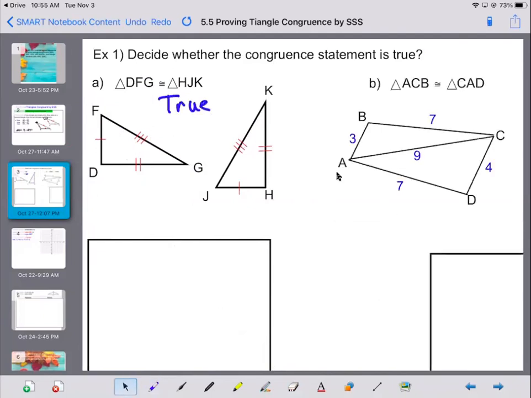Oh goodness, that's a confusing looking picture. Okay, so it says triangle ACB congruent to triangle CAD. Now, just by looking at this, it kind of looks like no, right? I see a 3 over here and a 4 over here. So just with that, I'm going to say no, but let's double check everything. So the 3 right here is on segment AB, and segment AB matches up with letters C and D on the other one. So is CD the same as BA? Looks like no, and so I'm going to have to say that this is false.